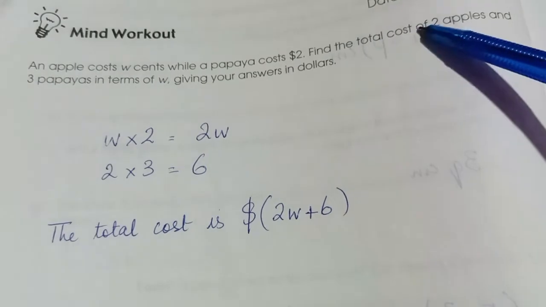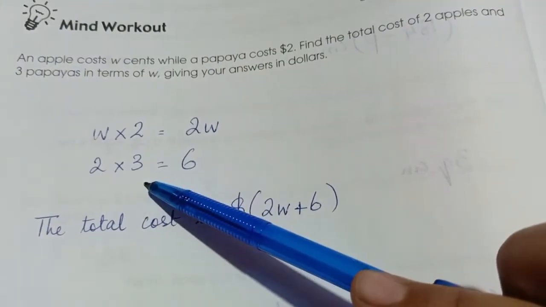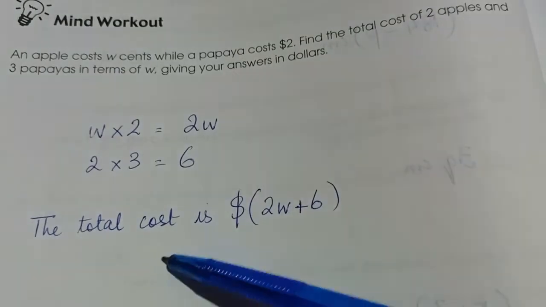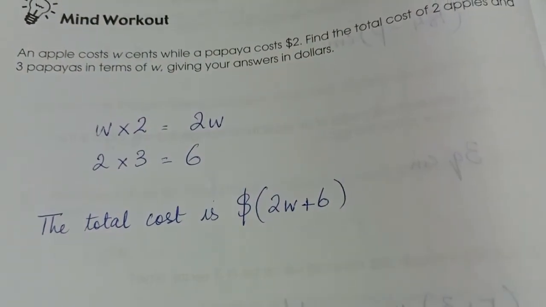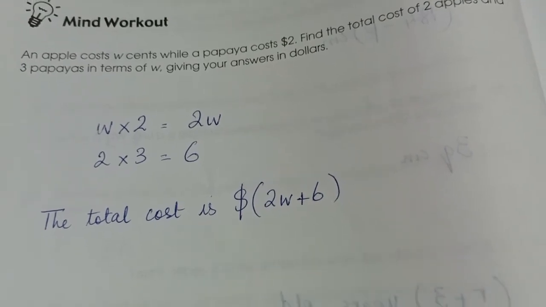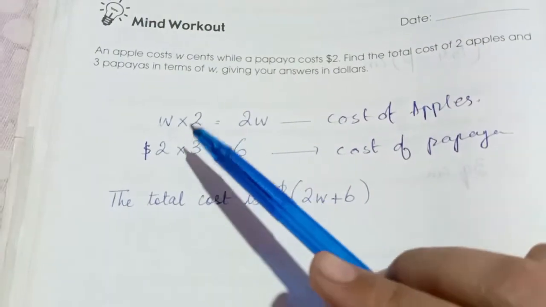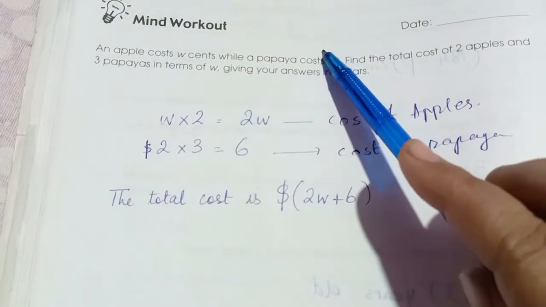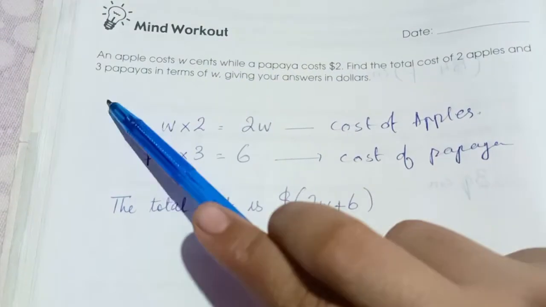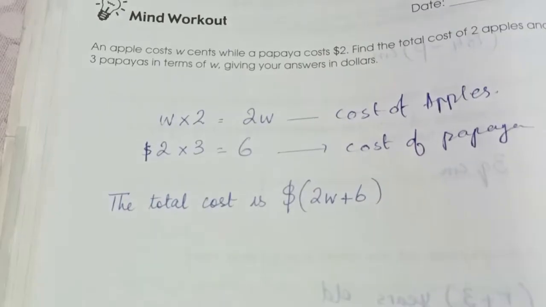The total cost of 2 apples is 2w. 2 multiplied by 3 is 6. So the total cost in dollars is 2w plus 6. This is the cost of apples, w, and then 2 apples, and papaya is $2, cost of 3 papayas, 2 3s are 6. So 2w plus 6.